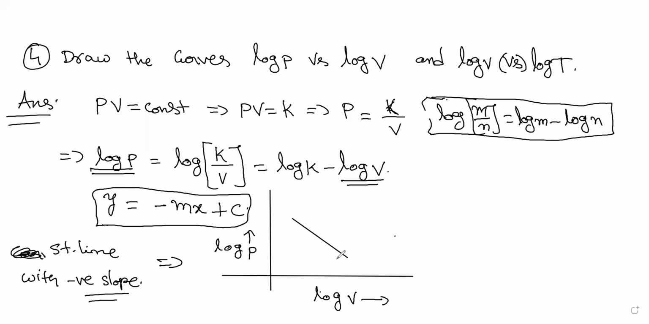What is the slope for a negative slope? Slope is -1. Slope value is -1. I will explain these straight lines again to you. I think I did straight lines once, if I remember correctly. Otherwise we'll do it one more time, no problem. Straight line with negative slope. Slope is -1.